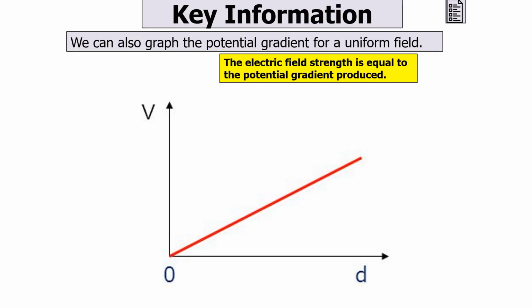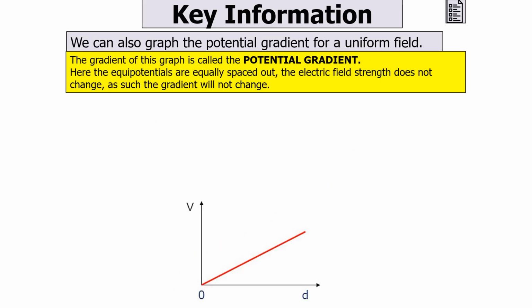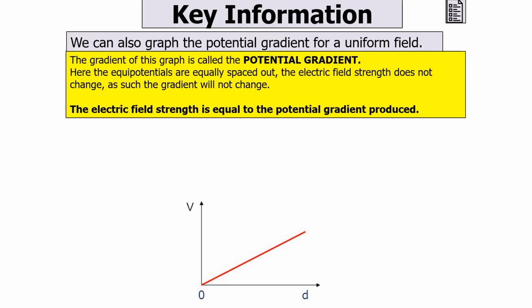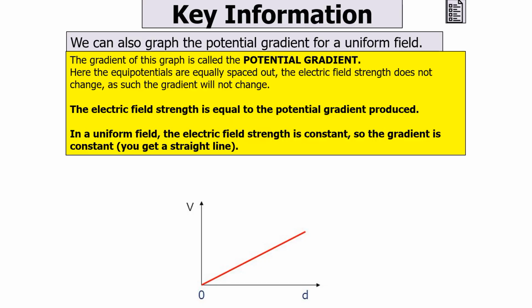So as mentioned, the electrical field strength is equal to the potential gradient produced. So here, our equipotentials are equally spaced out, the electrical field strength doesn't change, our gradient does not change, because the electrical field strength is equal to the potential gradient. So in a uniform field, the electrical field strength is constant, so the gradient is constant. You get a straight line.